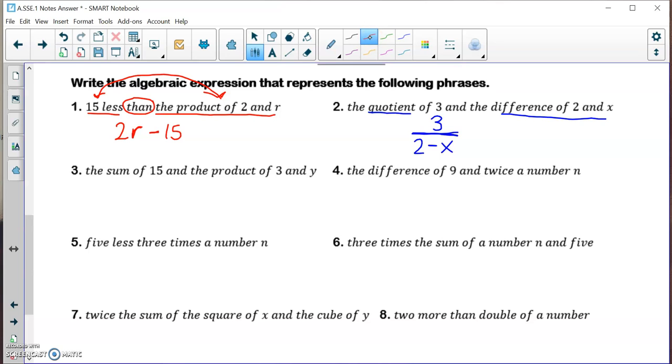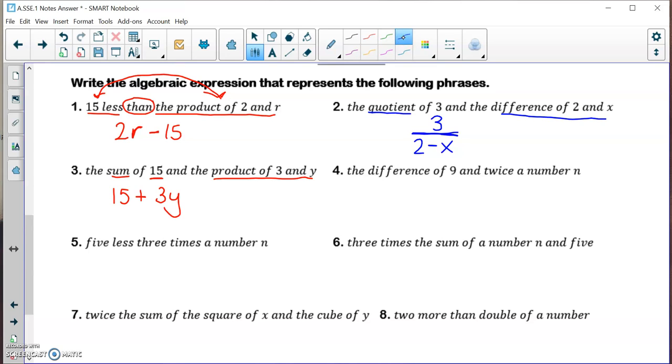Next problem. The sum of 15 and the product of 3 and y. I do not see the words than or from, so the statement goes exactly how it reads. The sum of 15, so sum is 15 plus, and then the product of 3y, that's going to be 3 times y. That's it.